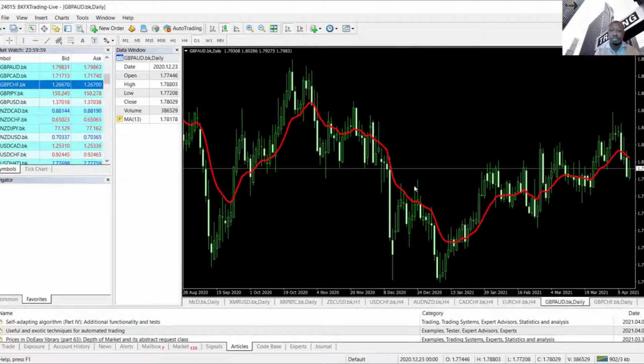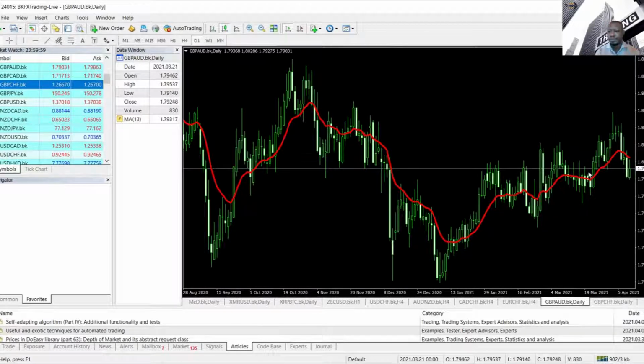Then our next pair is the Great British Pound, Australian dollar. Looking at this pair, what are we going to be doing? Are we going to be buyers or sellers? If you notice, most of the pairs we have been analyzing, we have been suggesting that they will be going up, so we will be buyers. But in this particular pair, we are going to be sellers.